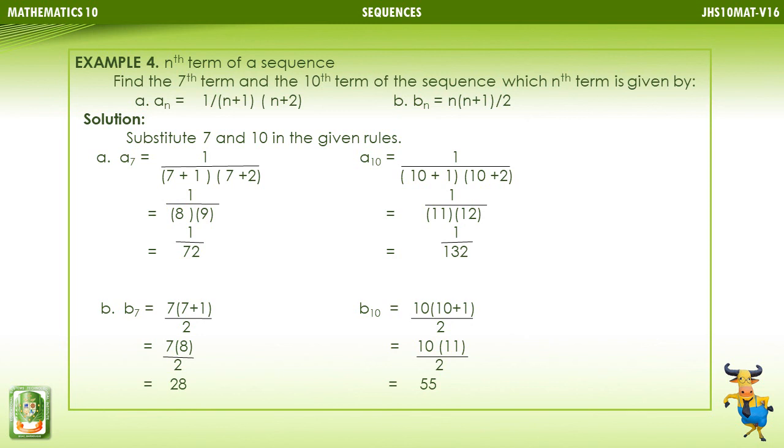A. a sub 7 equals 1 over 7 plus 1 times 7 plus 2 equals 1 over 8 times 9 equals 1 over 72. a sub 10 equals 1 over 10 plus 1 times 10 plus 2 equals 1 over 11 times 12 equals 1 over 132. B. b sub 7 equals 7 times 7 plus 1 over 2 equals 7 times 8 over 2 equals 28. b sub 10 equals 10 times 10 plus 1 over 2 equals 10 times 11 over 2 equals 55.